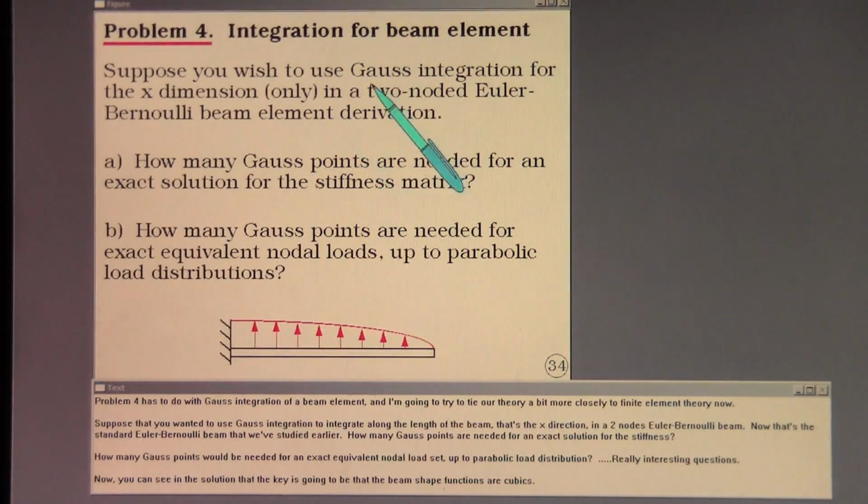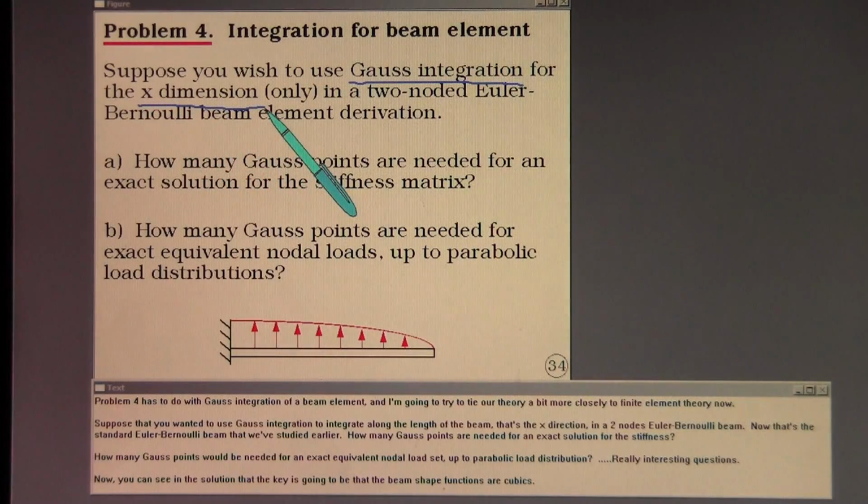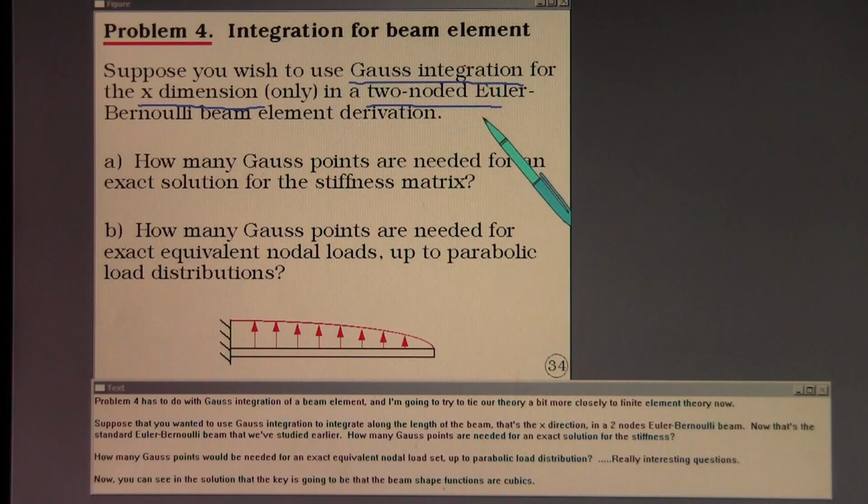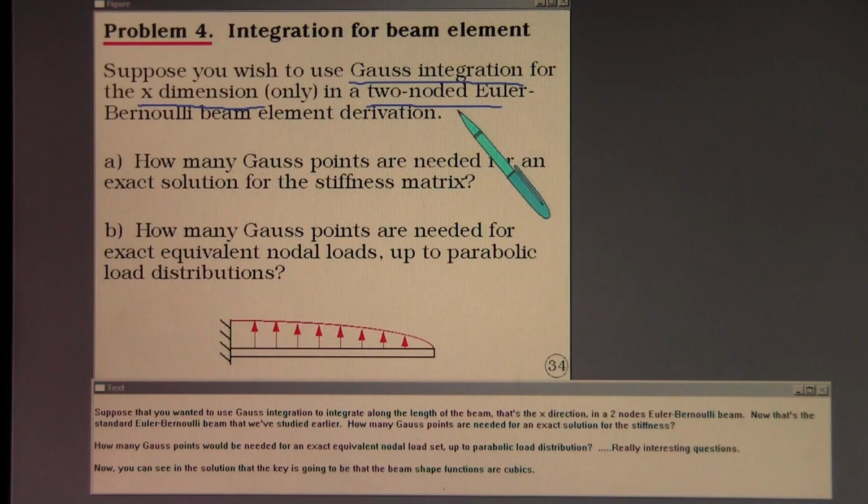Suppose that you wanted to use Gauss integration to integrate along the length of the beam, that's the x direction, in a 2-noded Euler-Bernoulli beam. Now that's the standard Euler-Bernoulli beam that we've studied earlier. How many Gauss points are needed for an exact solution for the stiffness? How many Gauss points would be needed for an exact equivalent nodal load set up to parabolic load distributions?